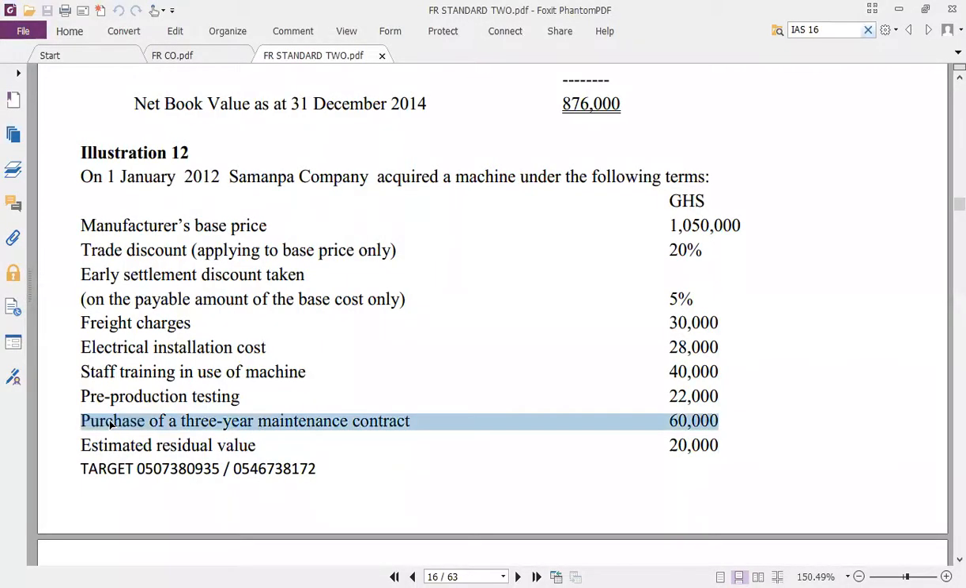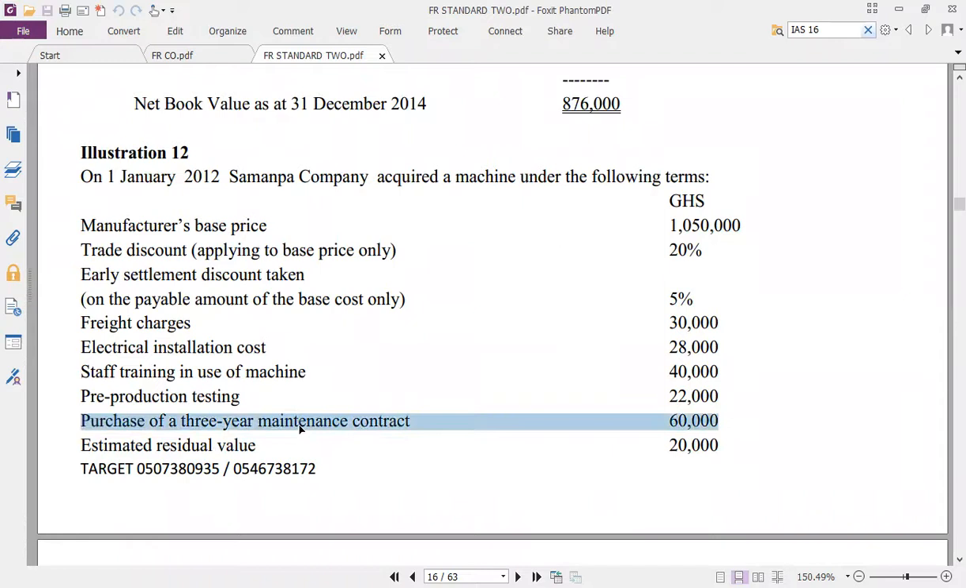The next item is what? Purchase of a 3-year maintenance contract. It means that after they acquire the machine, they also sign a contract stating that the supplier should come and what? Maintain or service or repair the machine for a 3-year period at the cost of what? 60,000.